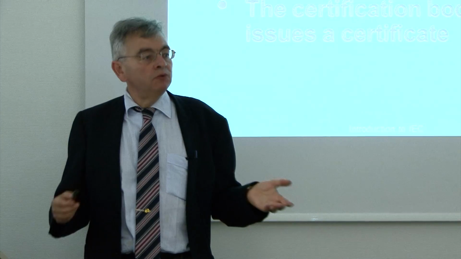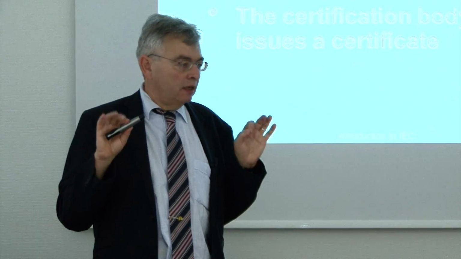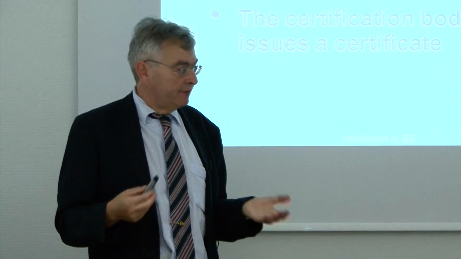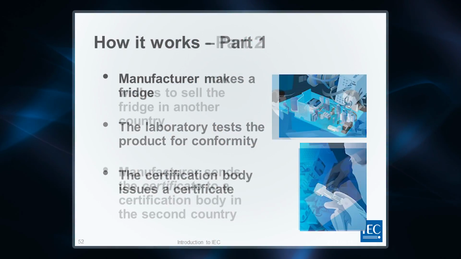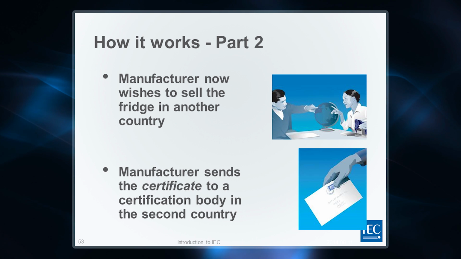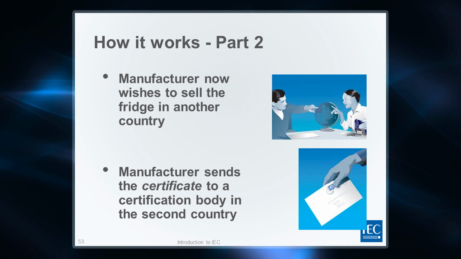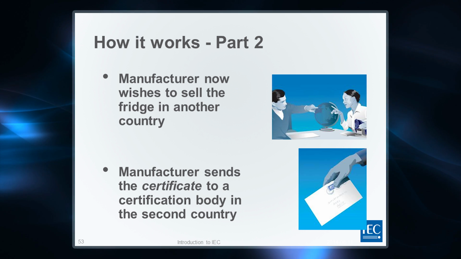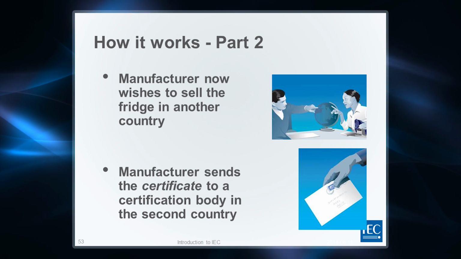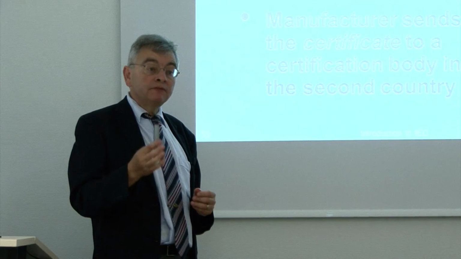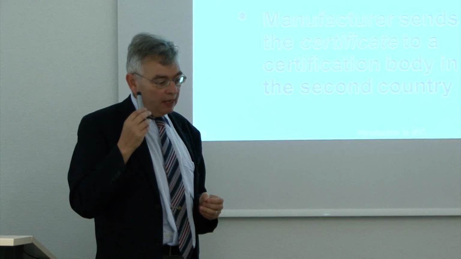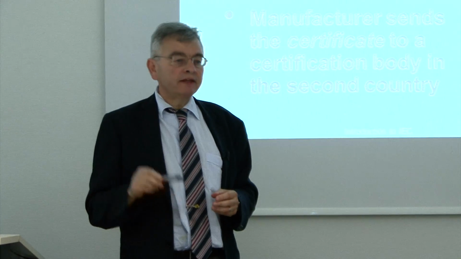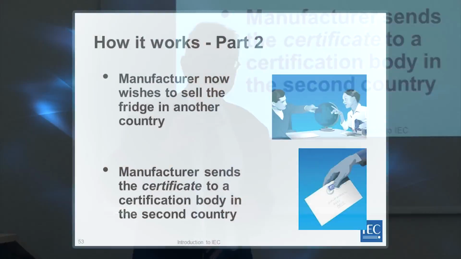But that certificate would normally be valid only in the country where the test has been carried out. The way it works with the IEC's conformity assessment system is if the manufacturer now decides he wants to sell the product in another country, he sends the certificate to a certification body in that second country. Doesn't send a fridge, he sends a piece of paper.